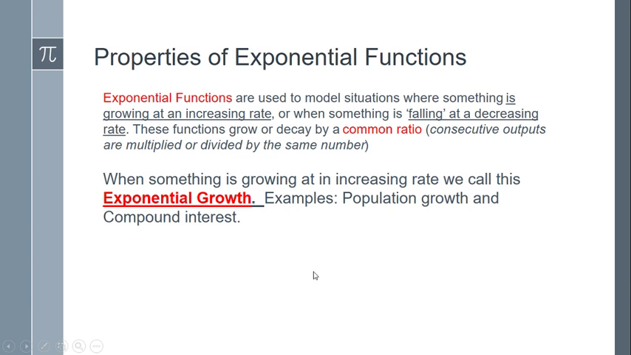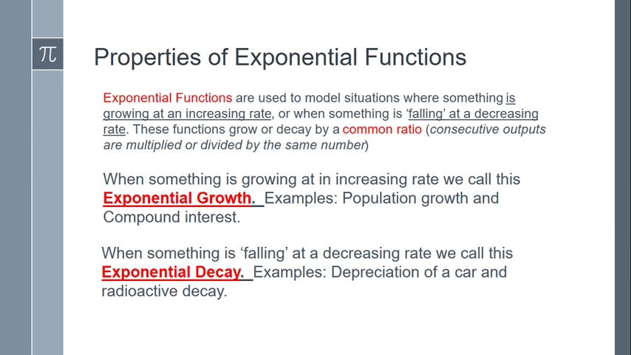When something is increasing at an increasing rate, we call this exponential growth. Classic examples of exponential growth include population growth and compound interest. When we say something is falling or decreasing at a decreasing rate, we call this exponential decay. And classic examples of exponential decay include depreciation of a car and radioactive decay.